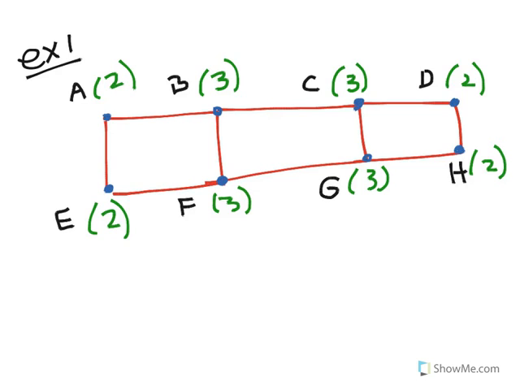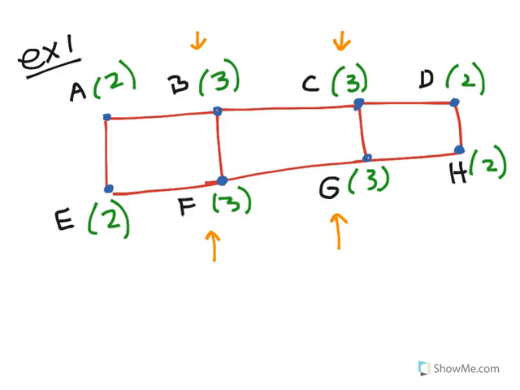So let's look at an example. Here I have a graph, and I've labeled the degree of each of my vertices already. Pause it if you want to copy it down. What I notice is I have 1, 2, 3, 4 vertices that are odd.